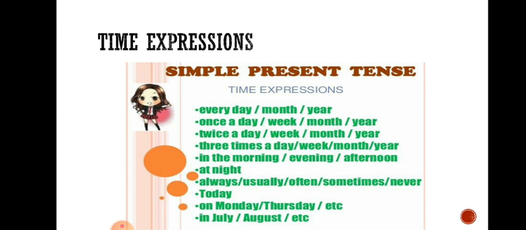The time expressions of the simple present tense: every day, every month, every year, once a day, once a week, twice a day, twice a month, 3 times a day, 3 times a year, in the morning, in the afternoon, at night, always, sometimes, today, on Monday, in July.